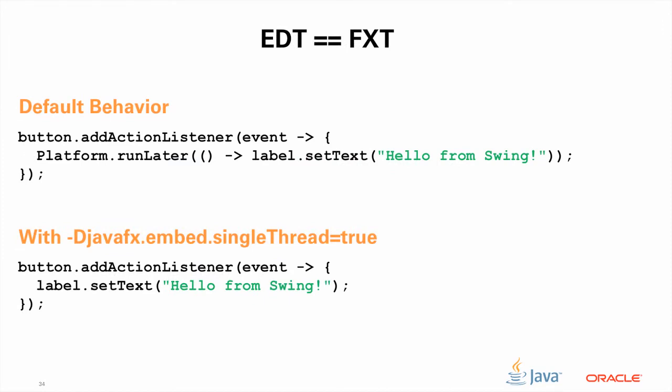In order to do that, because you've got two different threads, we need to use things like Platform.runLater to be able to accomplish this feat of having JavaFX and Swing coexist in the same application. But now with this flag here, javafx.embed.singleThread equals true, we can treat it like it's in the same thread. So in this case, the EDT equals the FX thread.